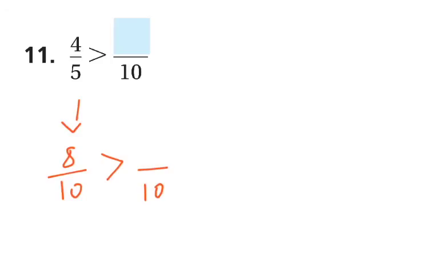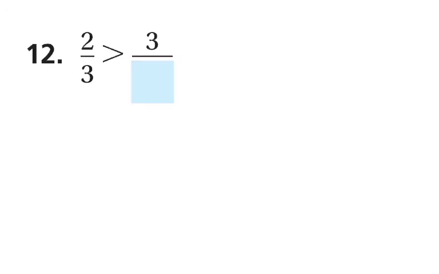Alright, so I rewrote this and I said 8/10 is greater than some number of tenths. As long as it's something 7 or less, that will work. So I just put 7 in that box. But if you put 1, 2, 3, 4, 5, 6, or 7, you would have been correct.